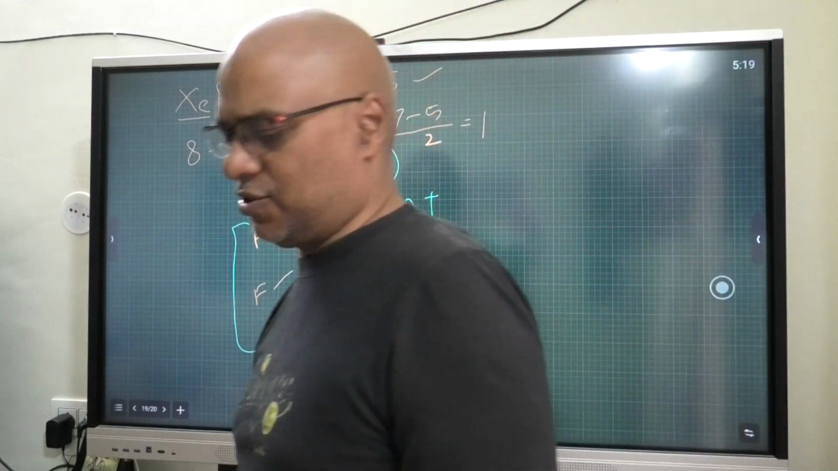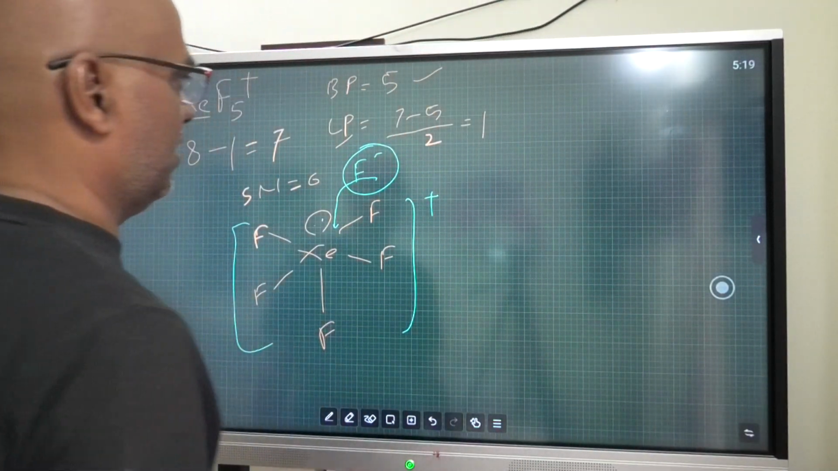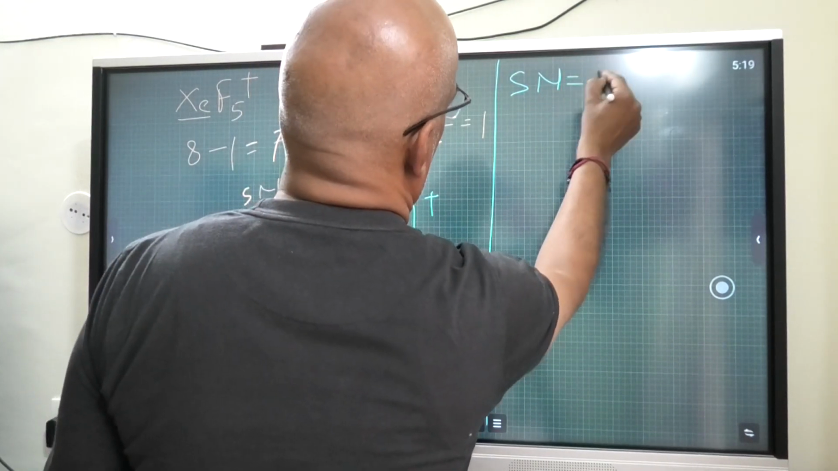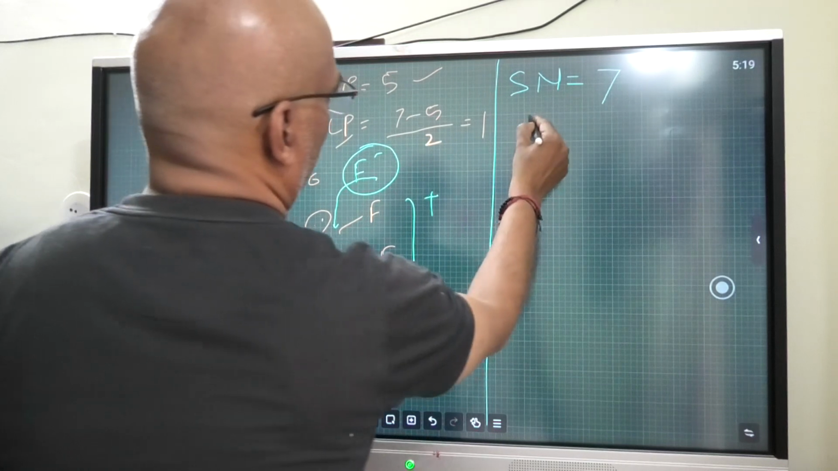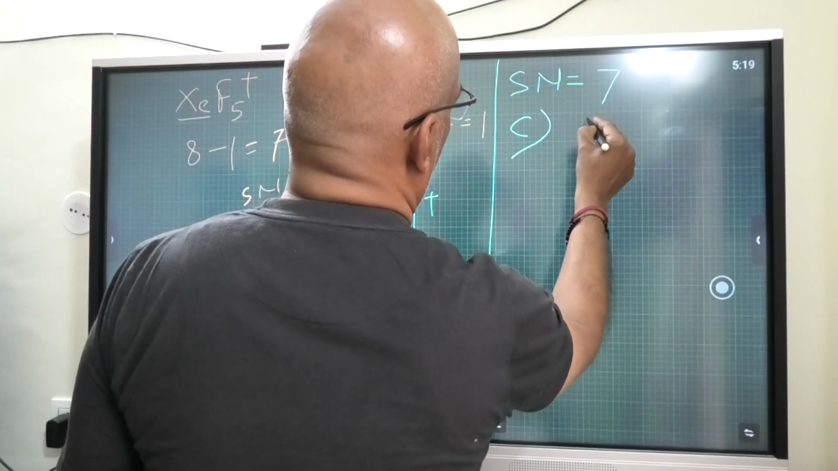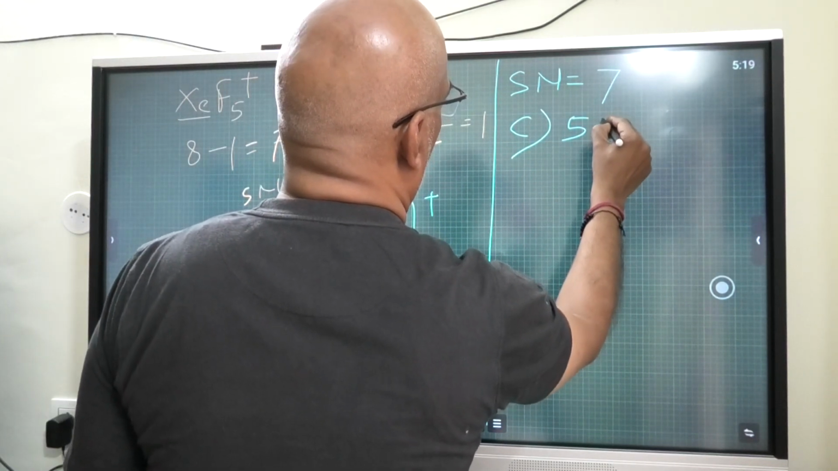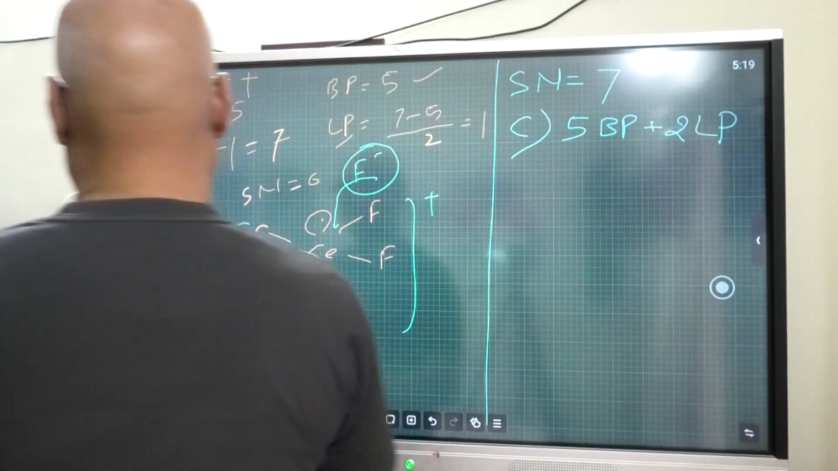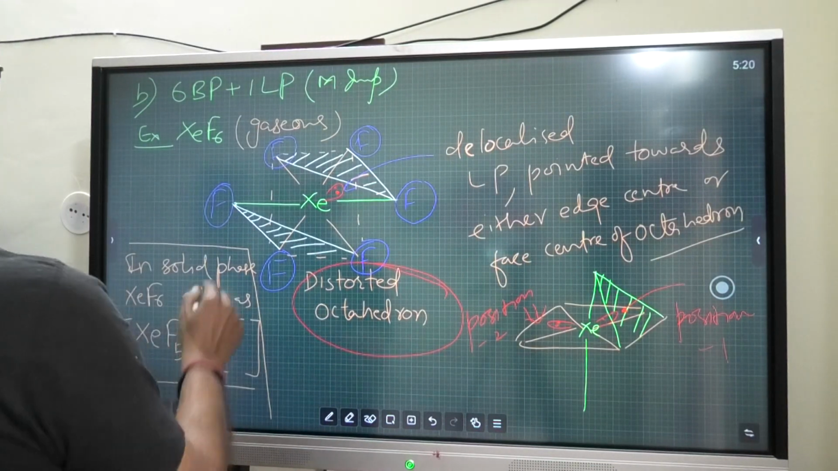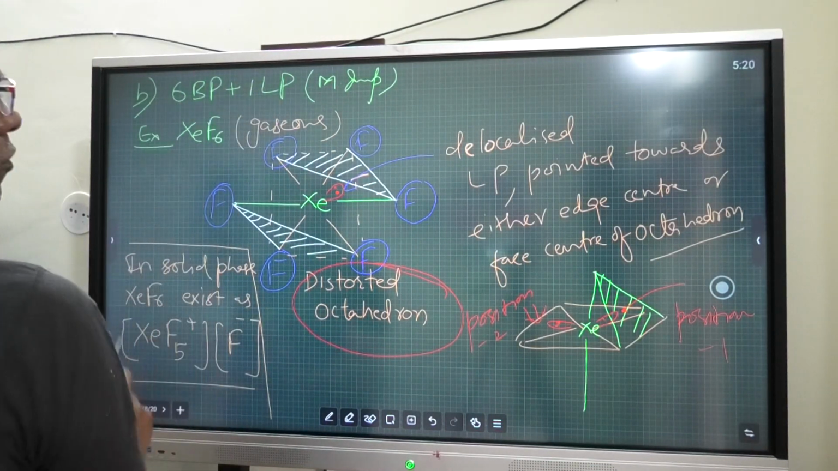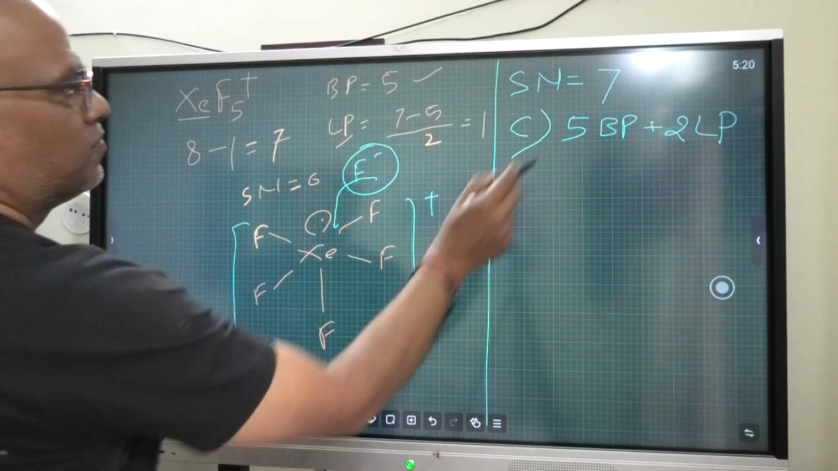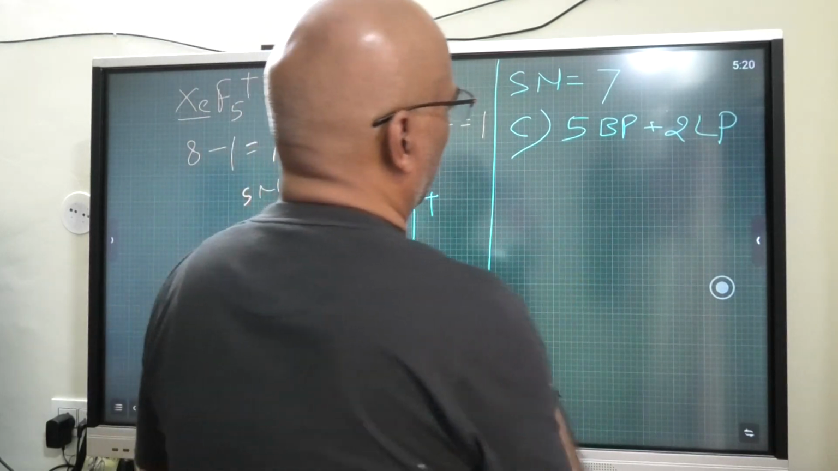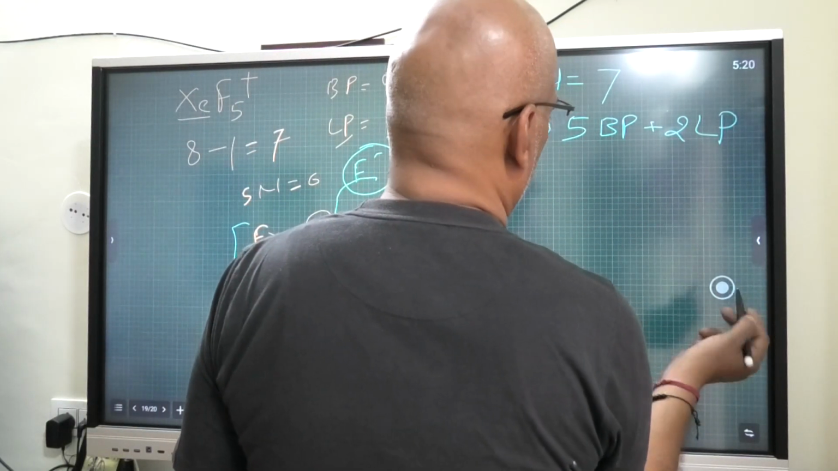The last case of steric number 7 is the C case. The C case is what? There are 5 bond pairs and 2 lone pairs. The B case we have done: 6 bond pairs, 1 lone pair. The last case is 5 bond pairs and 2 lone pairs. How to deal with it? It's very simple.